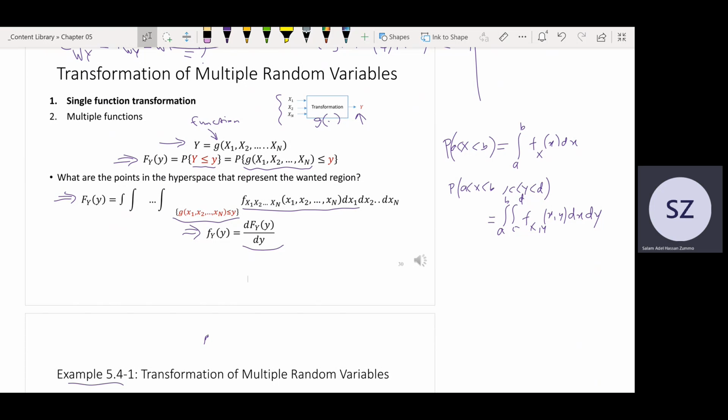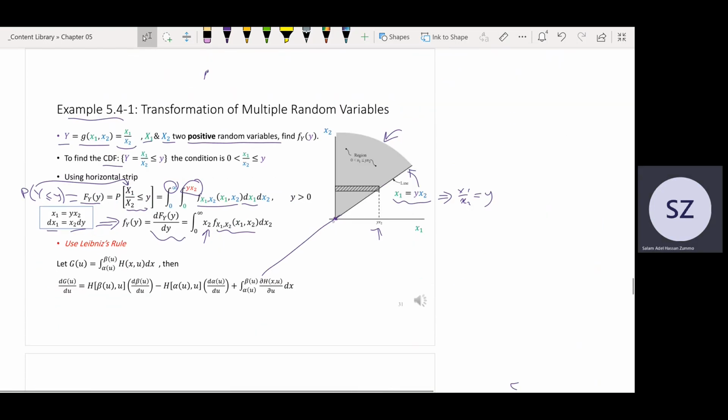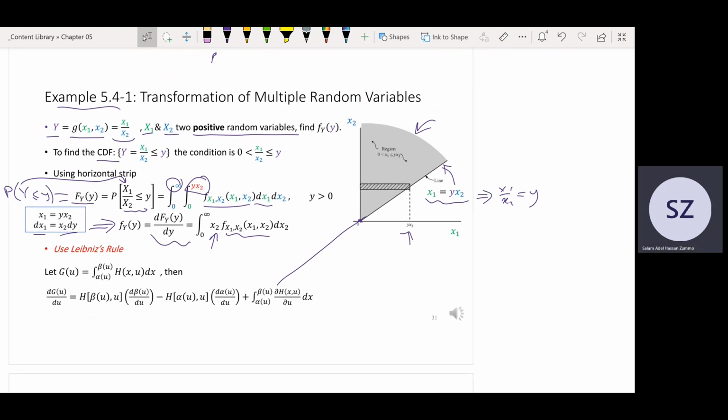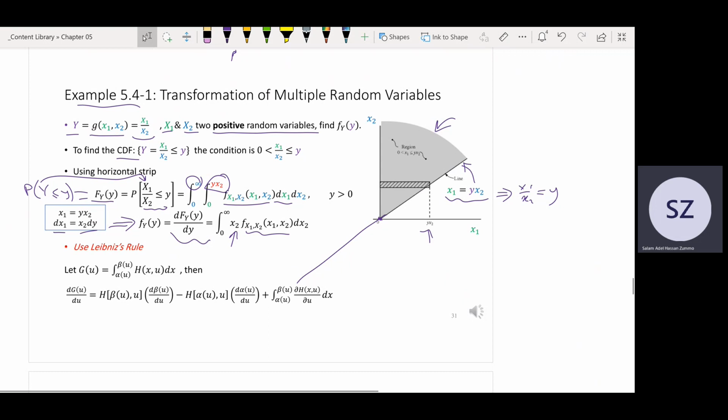the transformation when we have y equal to the ratio between two random variables, x1 over x2. And we argued that in order to find the PDF, we need to find the CDF, and the CDF starts with F_Y of y, which is by definition the probability that Y is less than a specific number y, and then we substitute for Y as x1 over x2.